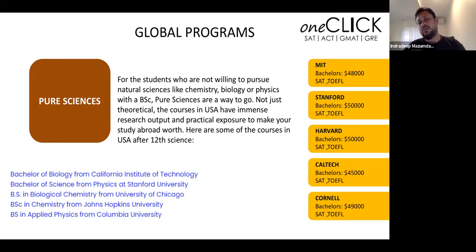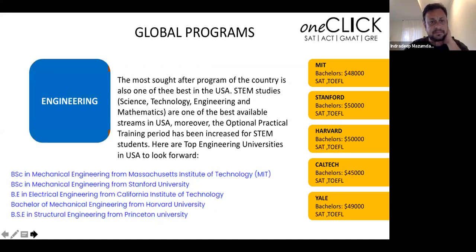So these are all really global programs. If you think that you want to go out and be a global citizen and settle down abroad in the US for some time, but you don't want to do an MS degree or an engineering degree, you can look at pure science, you can look at the natural science equivalent in the US.